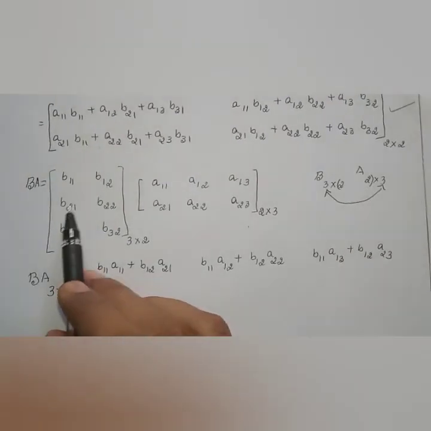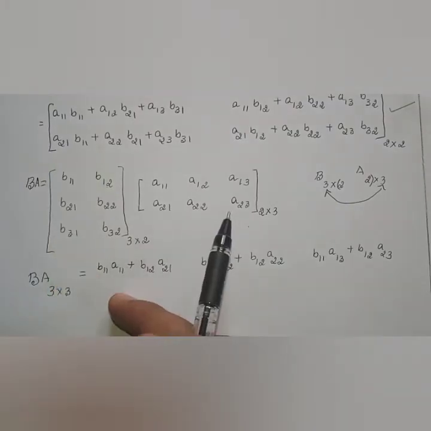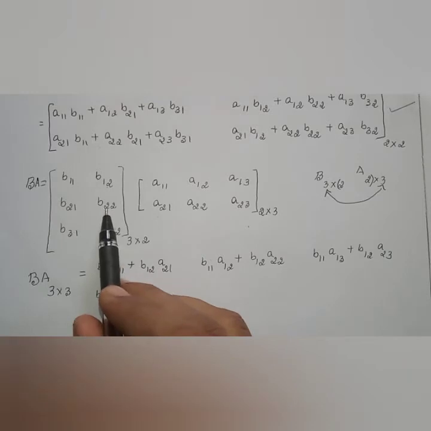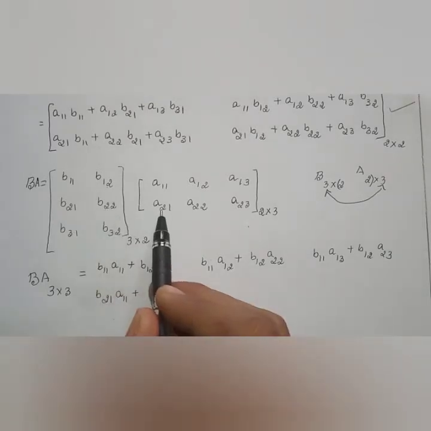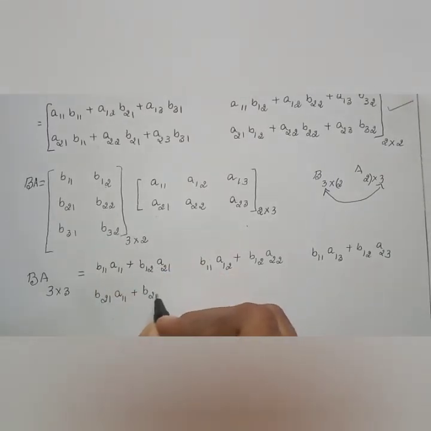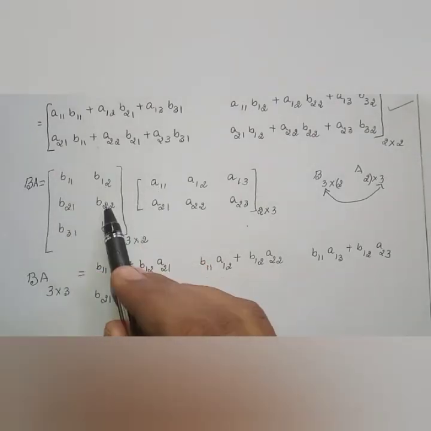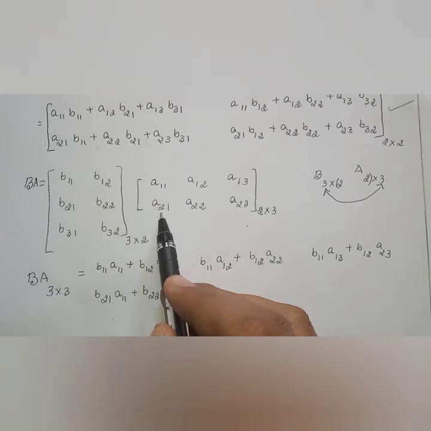Next, this is the second row, first column, C21. So B21 into A11 plus B22 into A21.